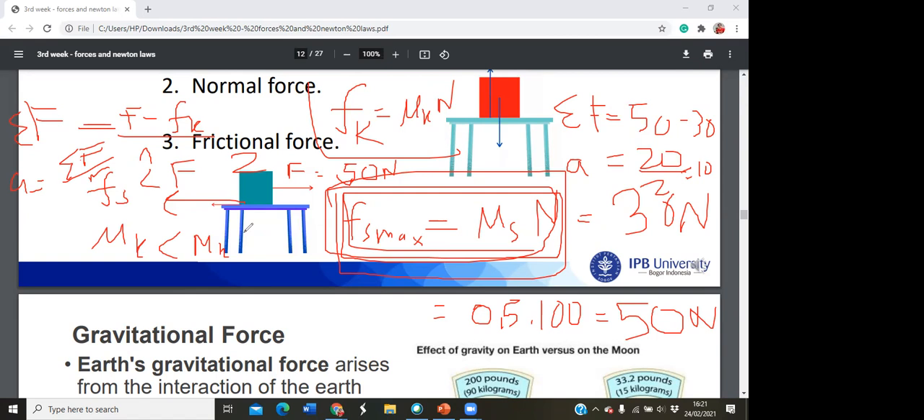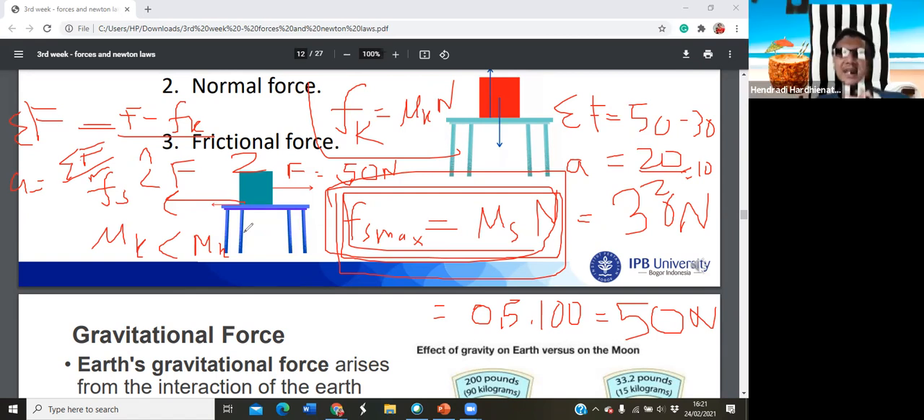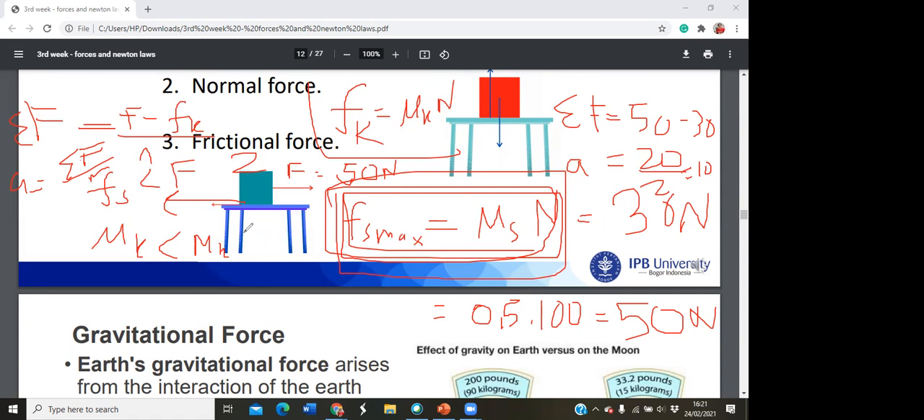Less. That's right. Because the atoms are not connected strongly because they're moving. So it's easier to overcome the friction, right? Right. Yeah. Thank you.